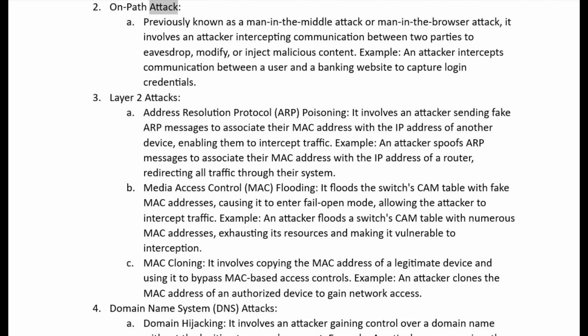On-path attack. Previously known as a man-in-the-middle attack or man-in-the-browser attack, it involves an attacker intercepting communication between two parties to eavesdrop, modify, or inject malicious content. Example, an attacker intercepts communication between a user and a banking website to capture login credentials. Layer 2 attacks.